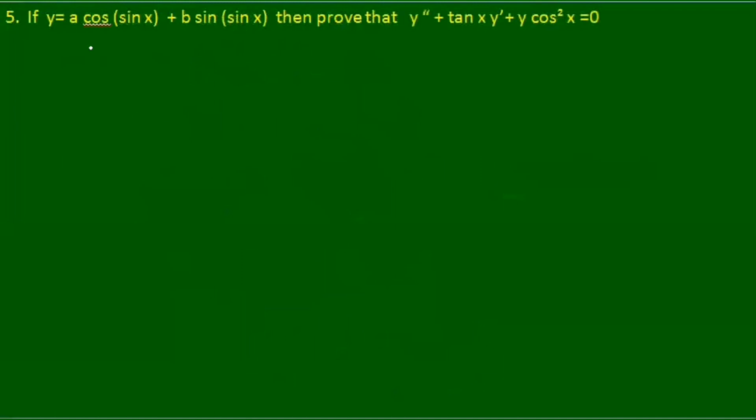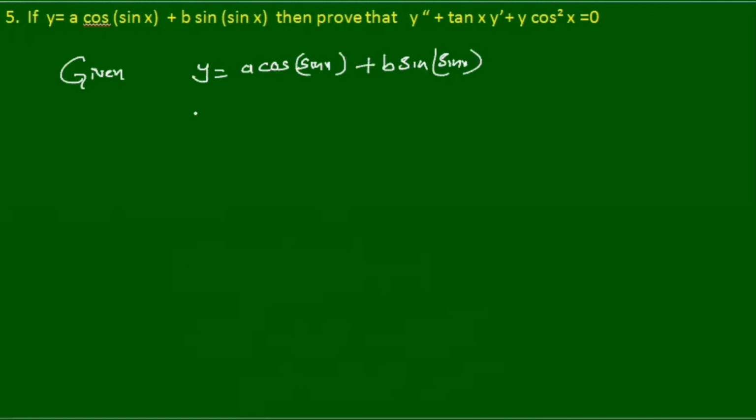y is equal to a cos sin x plus b sin x. Then prove that y double dash plus tan x into y dash plus y cos square x is equal to 0. What's given? y is equal to a cos sin x plus b sin x. Keep it in mind, cos of sin x derivative is minus sin of sin x into sin x derivative is cos x. Cos of f of x is minus sin of f x into f dash of x. That is the way we have to differentiate. Sin of sin x is cos of sin x into cos x, right?